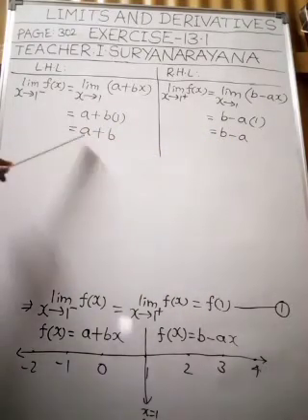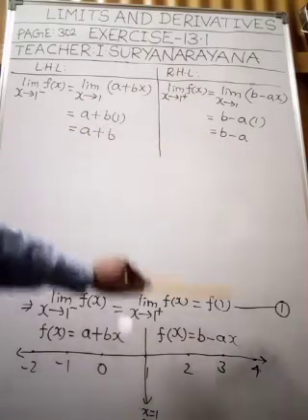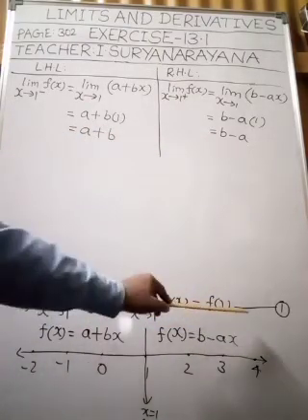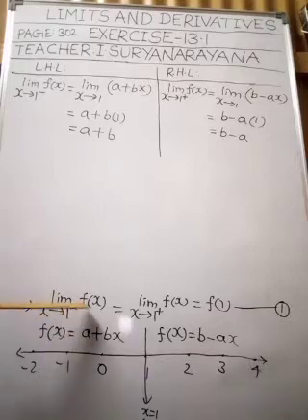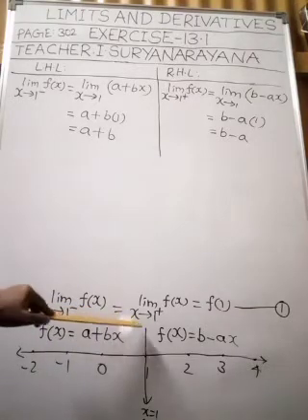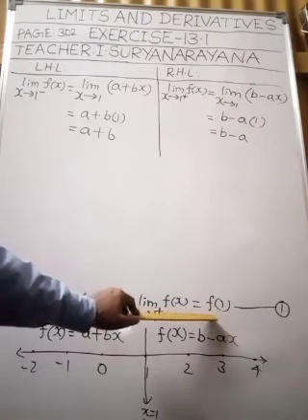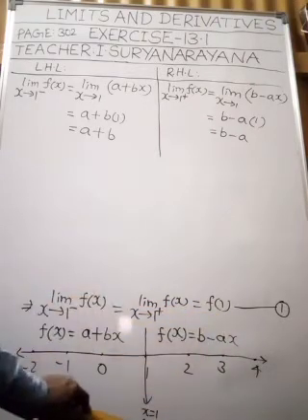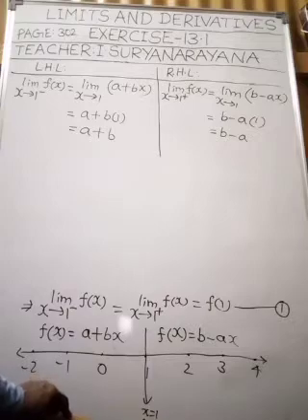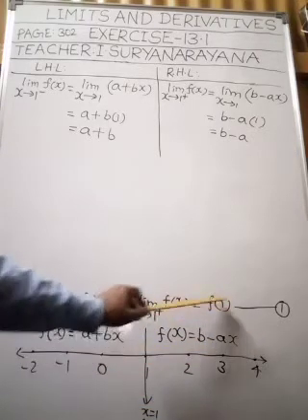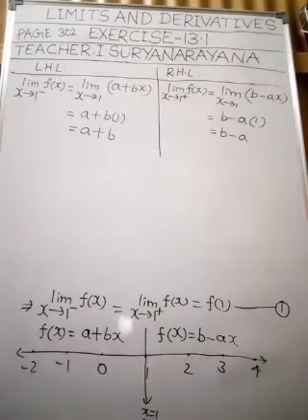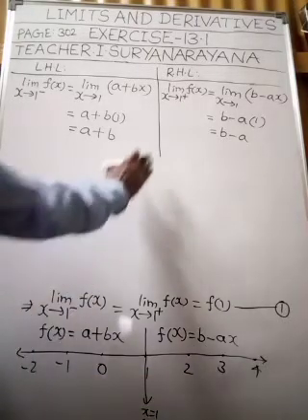Now we substitute these two values in equation 1. What is this equation 1? As x tends to 1 minus limit of f of x is equal to as x tends to 1 plus limit of f of x is equal to f of 1. f of 1 means at x equal to 1. Put x equal to 1, what will you get? f of 1 is equal to 4. So it is 4.